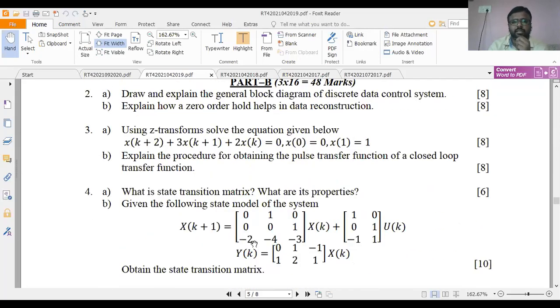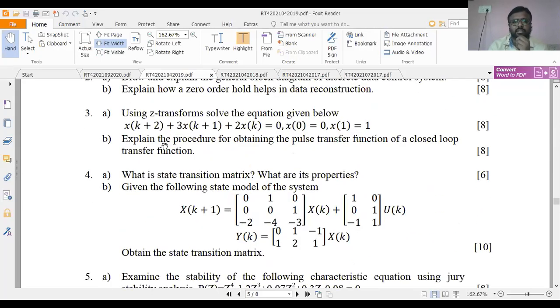And after that, he has asked an essay question: using the Z transform, solve the equation given below. This is the expression which is given, and here he has asked us to assume the initial conditions, that is x of 0 is equal to 0 and x of 1 is 1. And he has asked us next to explain the procedure for obtaining the pulse transfer function of the closed loop circuit. That means you have to derive the expression for c of z divided by r of z for a closed loop system.